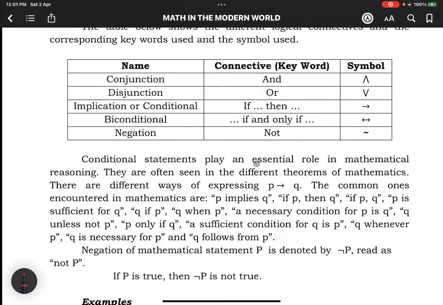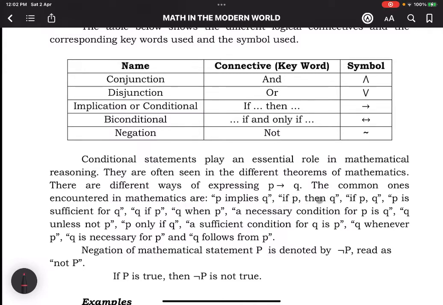Conditional statements play an essential role in mathematical reasoning. They are often seen in the different theorems of mathematics. There are different ways of expressing them, for example, if P, then Q. So there are many ways to read or express this. The common ones encountered in mathematics are P implies Q, or if P, then Q.